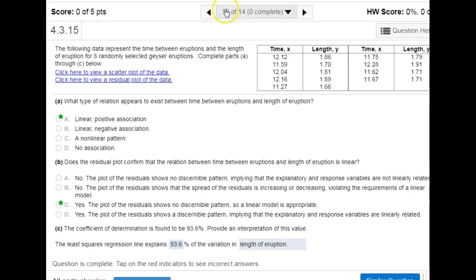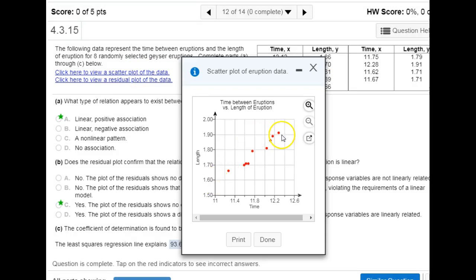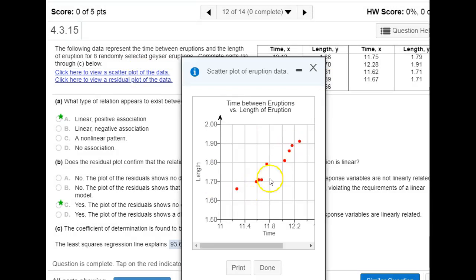For number 12, we have a table of data here, and we're looking at the relationship between the time between eruptions of a geyser and the length of that next eruption of the geyser. And we have the scatter plot already given to us. Just looking at the scatter plot, it appears to be somewhat in a straight line, so there could be a linear relationship here, and it appears to be going upward, so it would be a positive linear association.